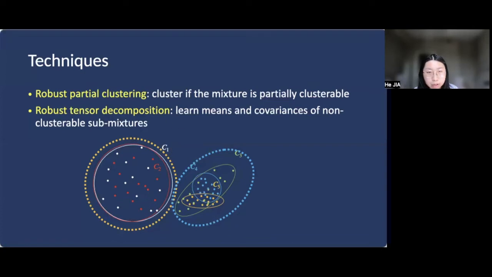After this step, we divide the mixture into several submixtures so that inside each submixture, the components are close to each other. Then using this additional condition, we can do our second step, robust tensor decomposition. Here we learn the means and covariances of non-clusterable submixtures. Combining the two steps, we recover all the parameters of the mixture.